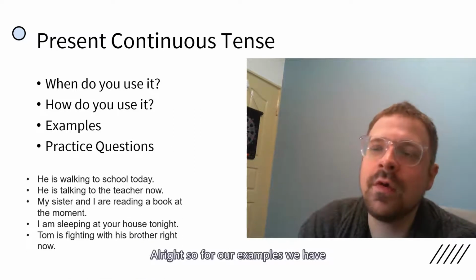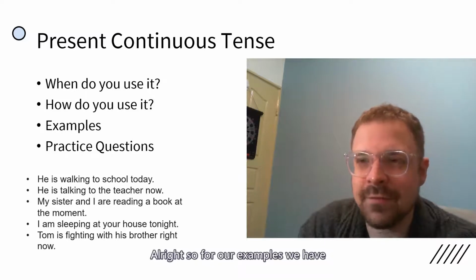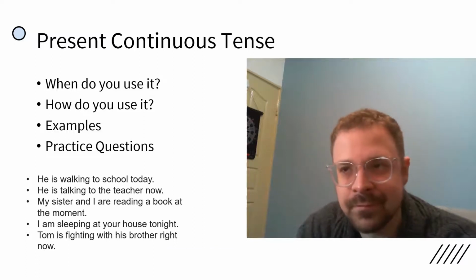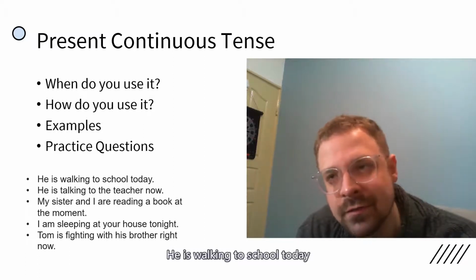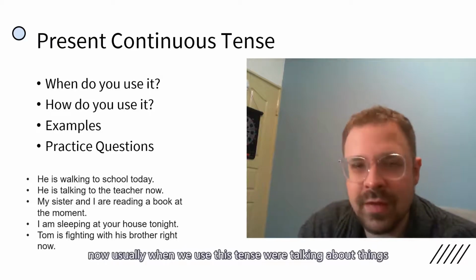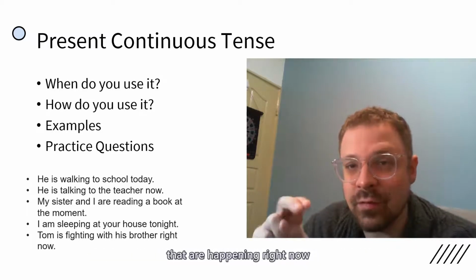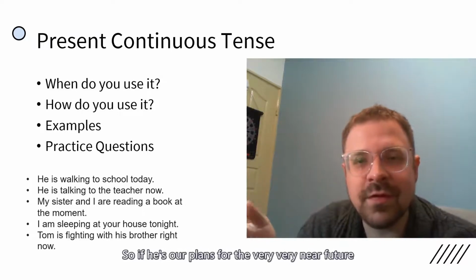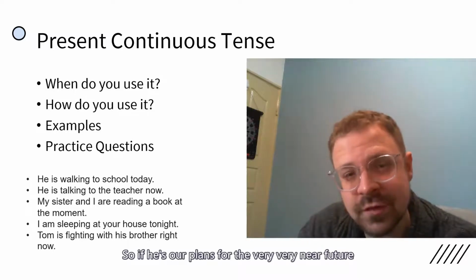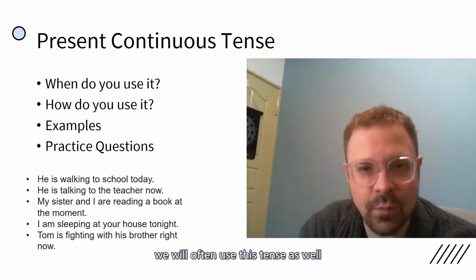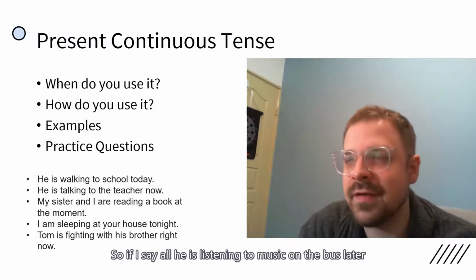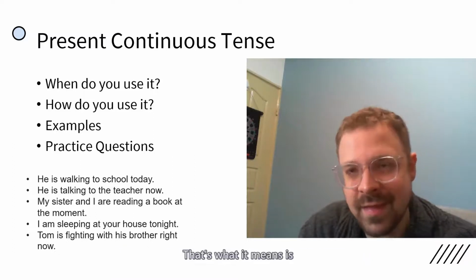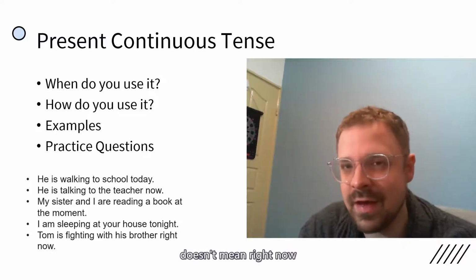All right, so for our examples, we have the first one. He is walking to school today. Now, usually when we use this tense, we're talking about things that are happening right now, but here I'm not talking about right now, I'm talking about something today. So if these are plans for the very, very near future, we will often use this tense as well. So just keep that in mind. So if I say, oh, he is listening to music on the bus later, you know, that's what it means. It doesn't mean right now, it means very soon.